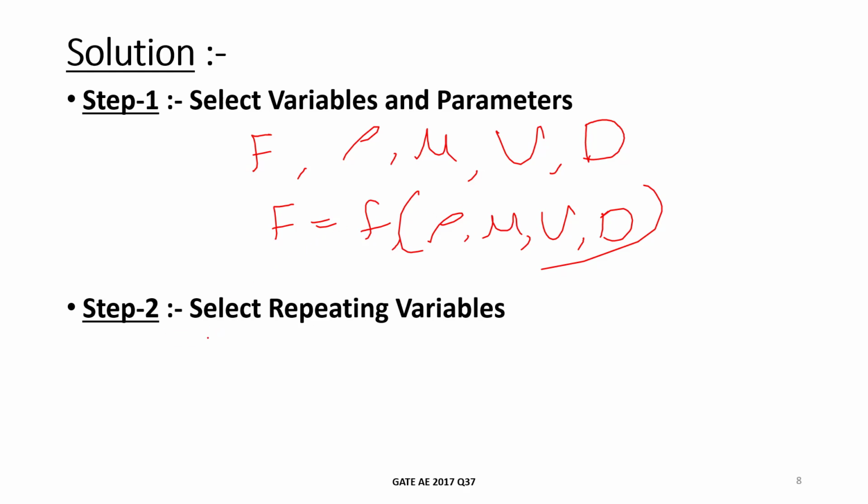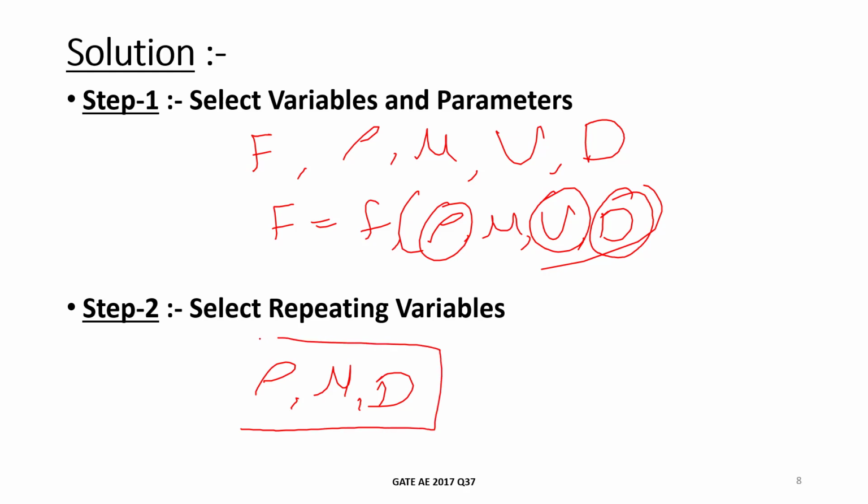So now we have to select the repeating variables. Generally in fluid flow, if there is a velocity, one length, and one fluid property, then we can directly select these three as the repeating variables. But if there is not, we can select them according to dimension. So first we will find out what dimensions are present in the fluid flow.